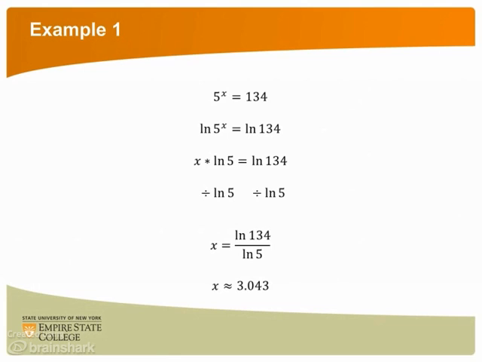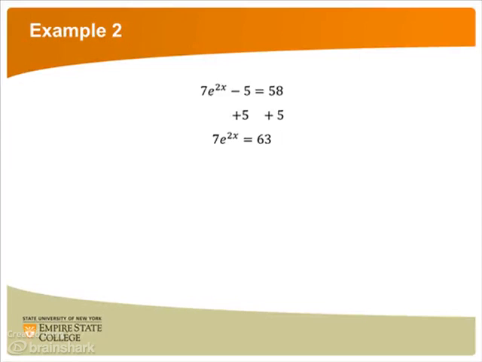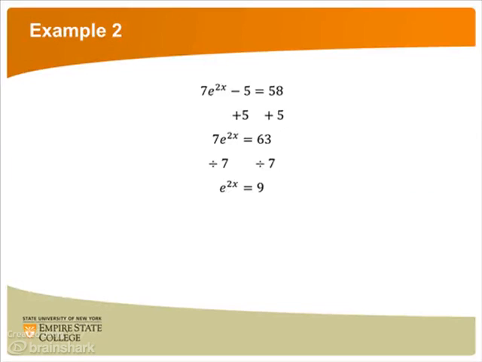Now let's look at a more involved example. Suppose we have the equation 7 times e raised to the 2x power minus 5 equals 58. First, we have to isolate the exponential term, so we add 5 to both sides of the equation. This leaves us 7 times e raised to the 2x power equals 63. We want to have the exponential all by itself, so we divide both sides of the equation by 7. We now have e raised to the 2x power equals 9.